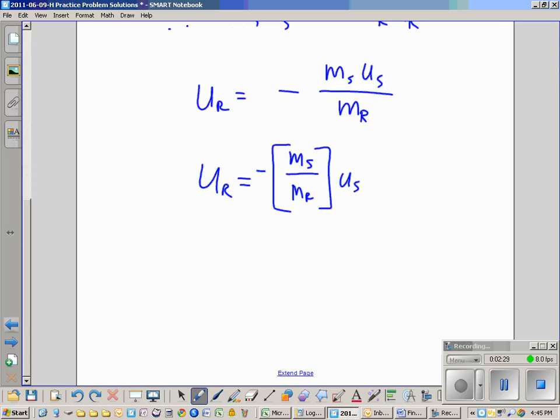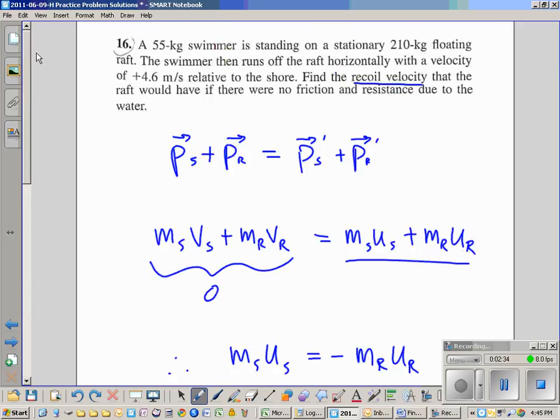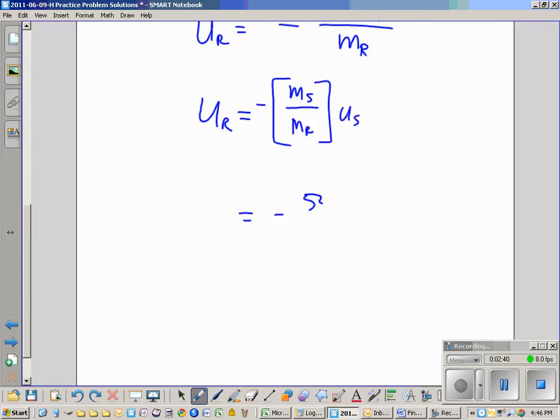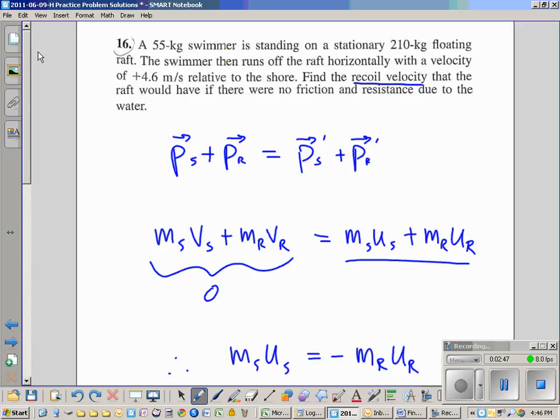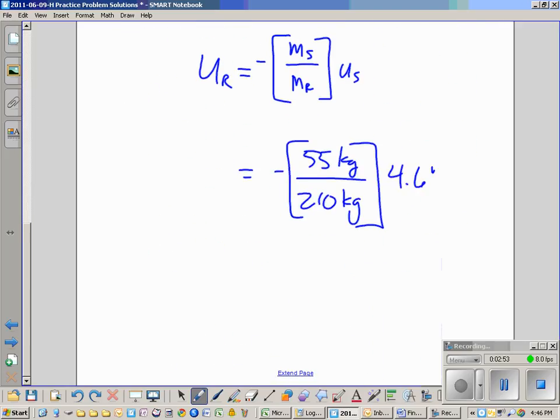All right. So we have the mass of the swimmer is 55 kilograms, the raft is 210, and the swimmer's velocity is 4.6. So we get negative 55 kilograms over 210 kilograms times the velocity, 4.6 meters per second. And of course, the units are going to cancel out. Again, we're looking for the velocity of the raft. Notice it's going to be in the negative direction. That makes sense. If he steps off this way, he's got to push this way on the raft.